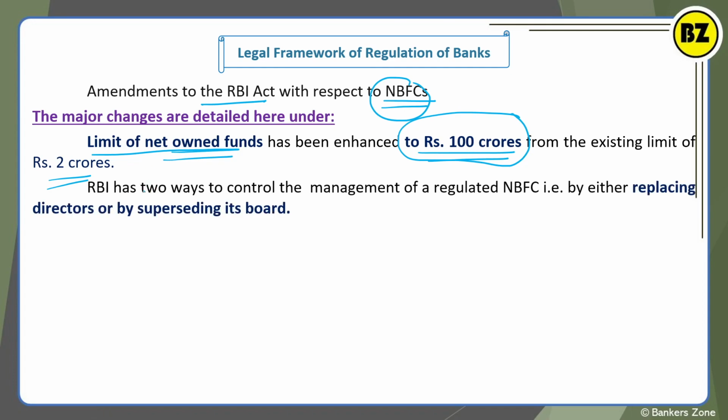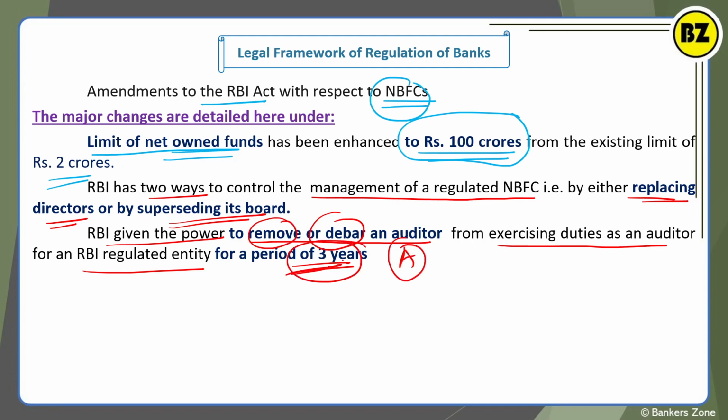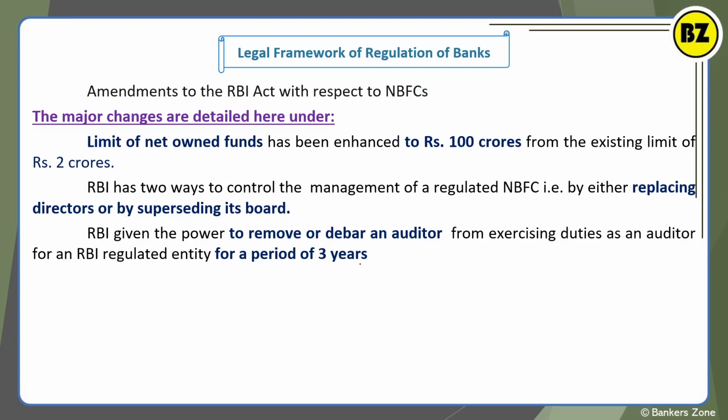Now RBI has two ways to control the management of a regulated NBFC. Either the RBI can replace the director of the NBFC, or the RBI can suspend its board itself. Okay, now the RBI has been given the power to remove or debar an auditor from exercising his duty as an auditor of an RBI regulated entity for a period of 3 years. So the RBI has the power to debar or remove the auditor who is doing the audit, for a period of 3 years. Okay, so you can understand the power of the RBI.